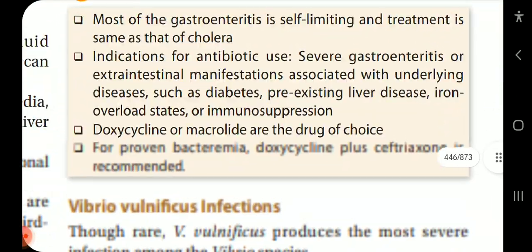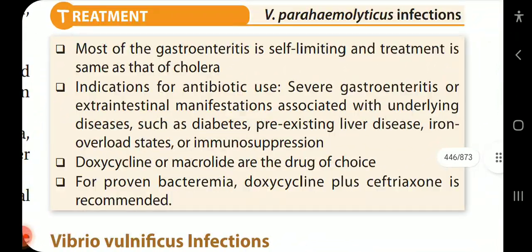Now the treatment. Most of the gastroenteritis is self-limiting and treatment is the same as that of cholera. Indication of antibiotic use: several gastroenteritis or extraintestinal manifestations associated with underlying disease such as diabetes, pre-existing liver disease, iron overload states and immunosuppression. Doxycycline or a macrolide are the drug of choice. For proven bacteremia, doxycycline plus ceftriaxone is recommended.